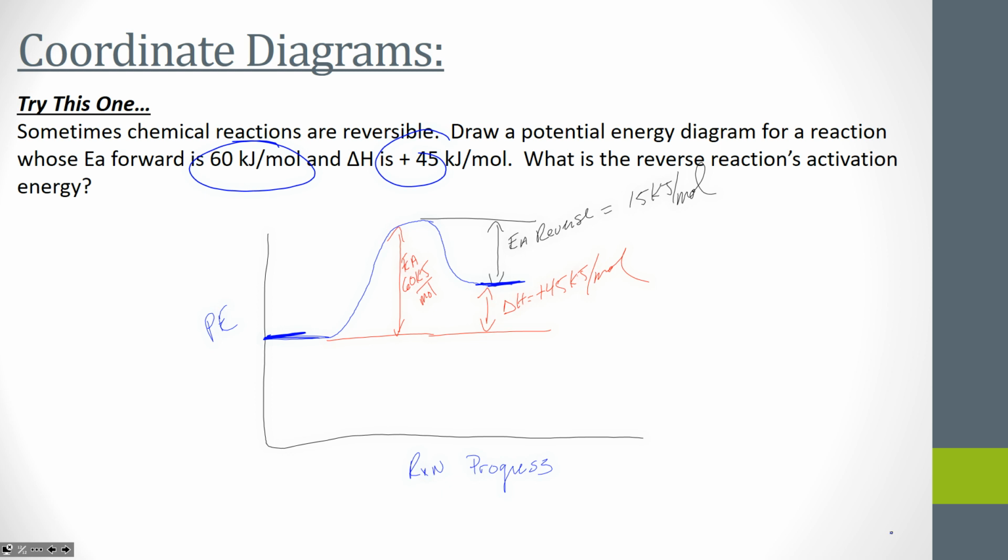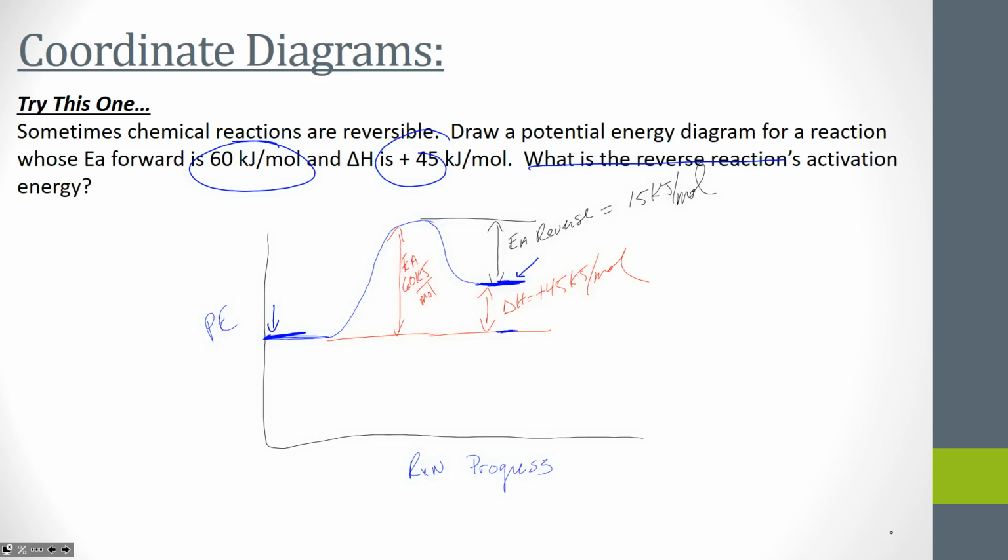I'm more worried about the shape, where you start, where you end, and knowing where the activation energy and the delta H should be measured from. So my delta H, I started at this height and I ended at this height, so my energy went up by that difference. Now, if I asked for, and the question does, for the reverse reaction's activation energy, we're just starting at the end, so we're starting here and we're going back to here.